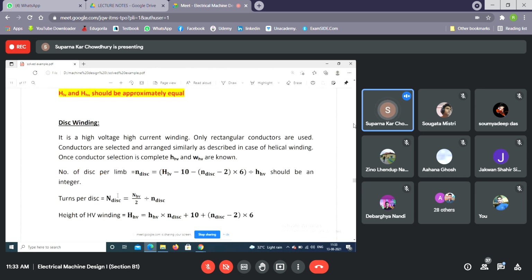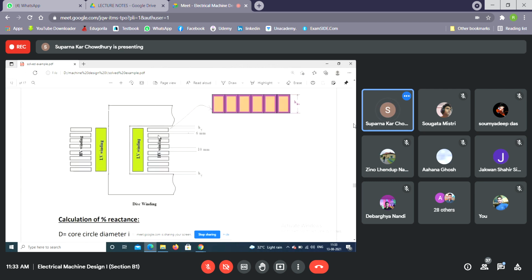The next winding is the disc winding. The disc winding is used for high current and high voltage. Now the number of discs per limb here, this is the height of the winding. Again, the gap between each disc should be 6 millimeter, and one gap is 10 millimeter to bring out the tappings. Now each disc will look like this, one layer, then one layer, wound like this.